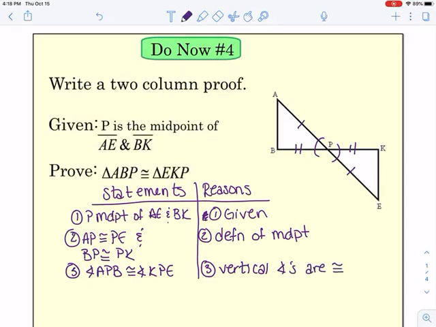And then the last step is going to be to say that the 2 triangles are congruent. So triangle ABP is congruent to triangle EKP. Again, I have a side, an angle, and a side. So side, angle, side. And that's it. You're done.